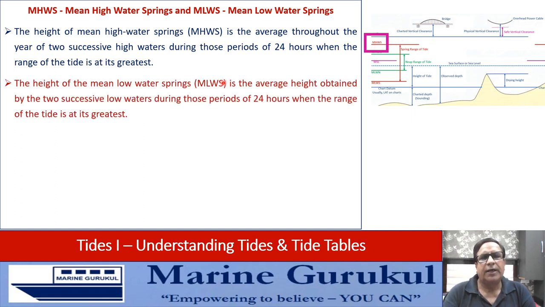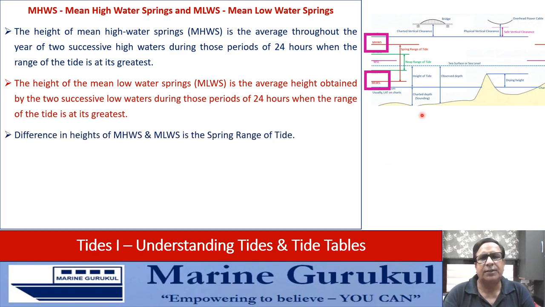Likewise, the height of mean low water spring is the average height obtained by the two successive low waters during those 24 hours when the range of the tide is at its greatest. So for both, the range is greatest. In one case you take the height of the high water, in the other case you take the height of the low water. In this diagram, here is mean low water spring. We shall see all this in the bigger diagram. We shall insert this in the diagram that we are continuing with.